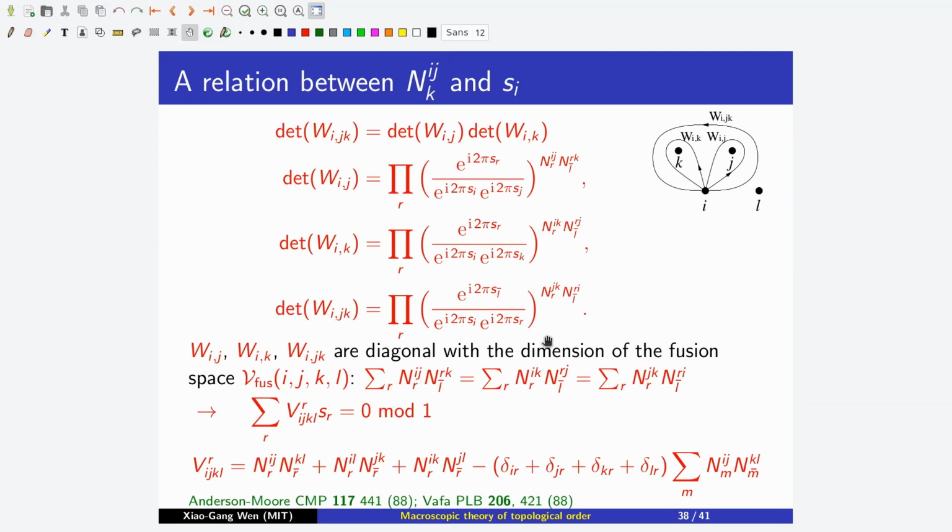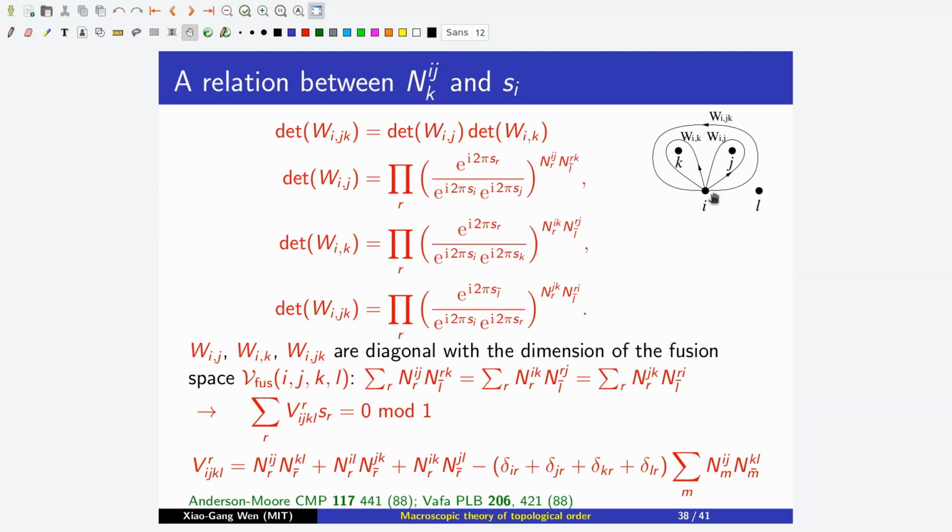Then we can build a table. So that is a very cheap way to build a table of a module tensor category. Then how do we see this relation really holding? We consider these I, J, K, three particles, maybe L, on the sphere. So the whole thing can fuse into some ground state.